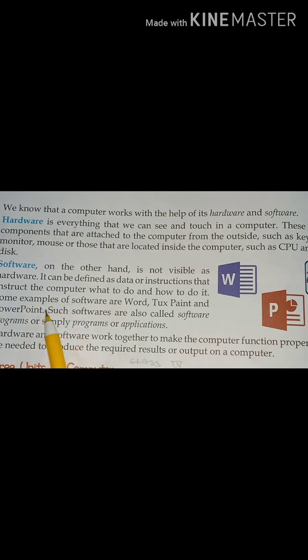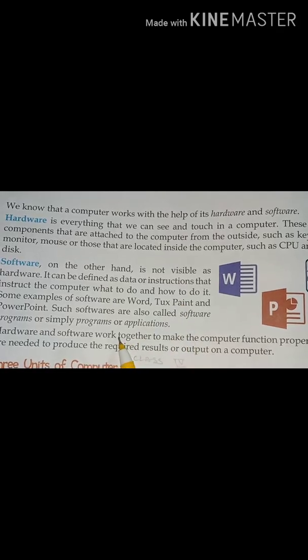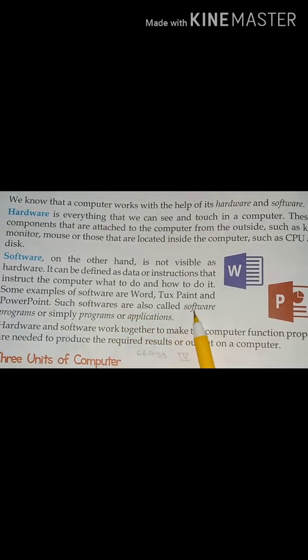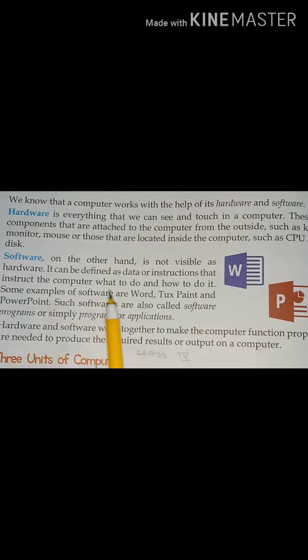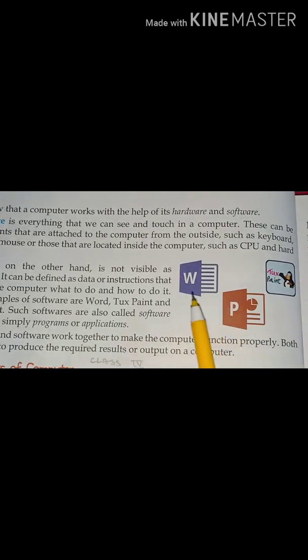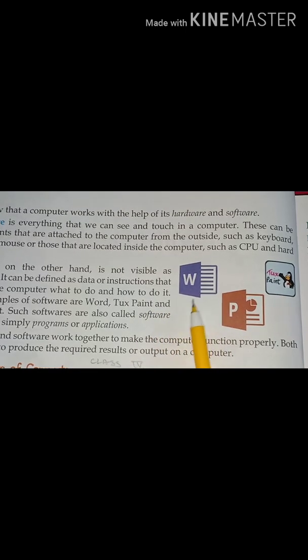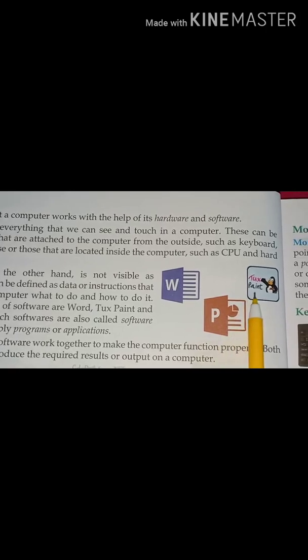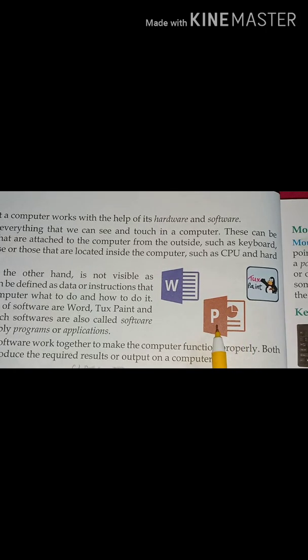The examples of software are Word, Paint, PowerPoint. Such softwares are also called software programs or simply programs or applications. These are the other names of software. We can also call software programs and programs or applications. These are the logos, or you can see these are the icons of Word, then Paint and PowerPoint.